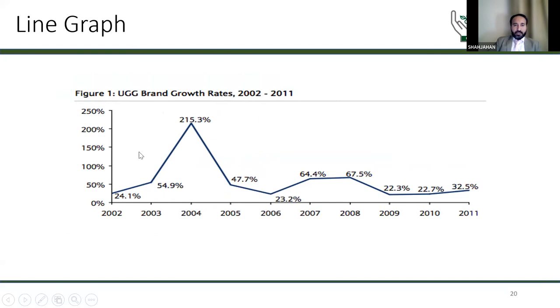So if you see here in this line graph, in 2002 they started with 24% growth, and in 2003 and 2004, this is 21% growth. So the growth is increasing. If the growth is increasing, this line will go up. When growth is decreasing, the line will go down. In the data analysis, I will give you more detail on this one. This is just to show you how the line graph is representing.